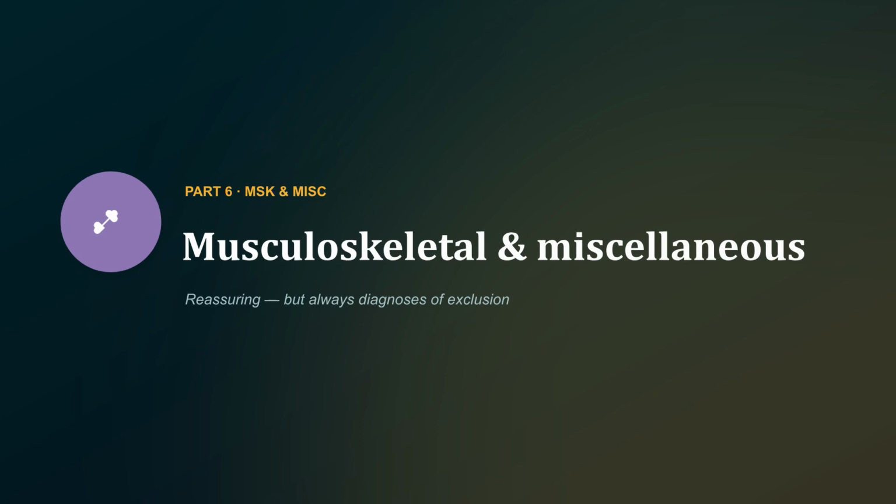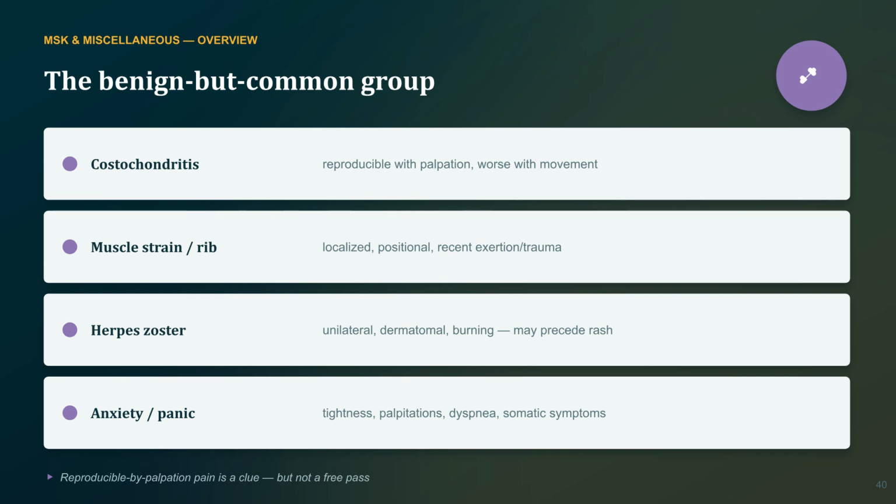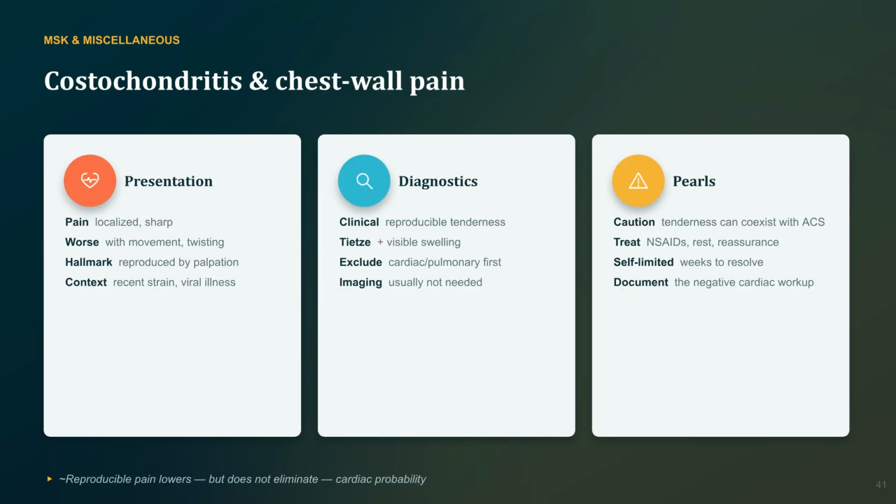Finally, we consider musculoskeletal and miscellaneous causes. These are common and often benign, but they should only be labeled as such after the life-threatening conditions have been systematically excluded. This group includes costochondritis, muscle strains, herpes zoster, and anxiety. While costochondritis is reproducible with palpation, remember that tenderness does not provide a free pass. You must still consider the possibility of coexisting heart disease.